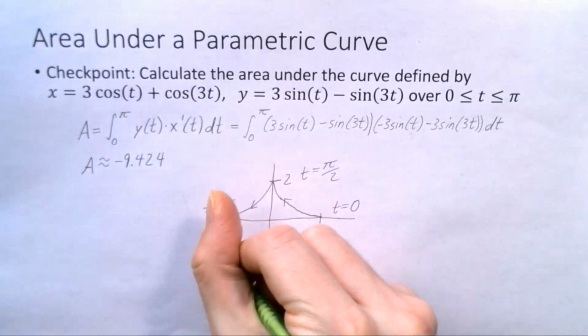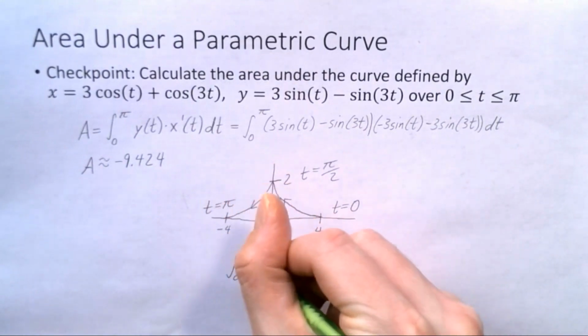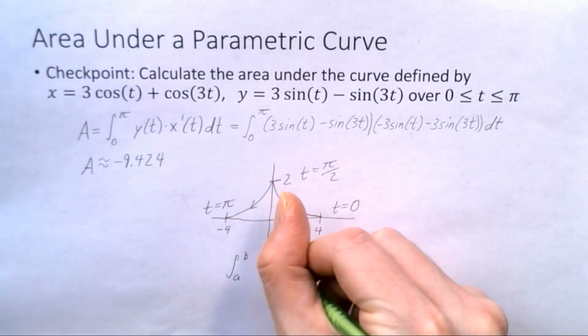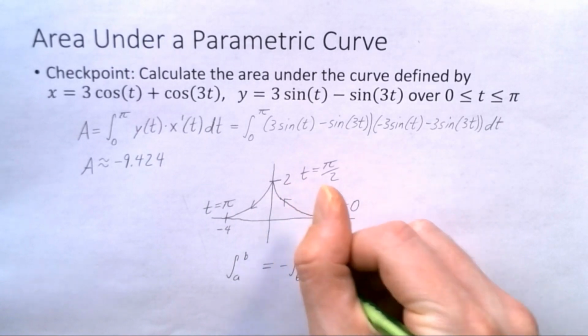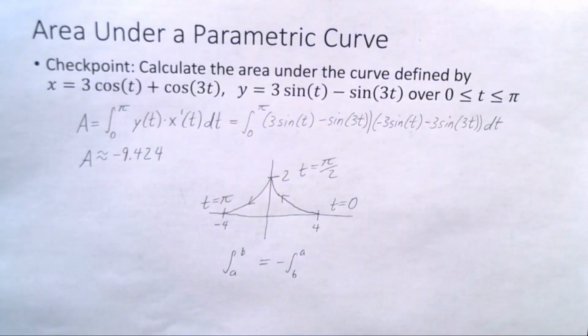as was the case for our regular integrals. When we switch the limits, it turned the integral into the opposite value. So that is the reason that this integral ends up being negative for area under the curve, despite the fact the entire curve is above the x-axis.